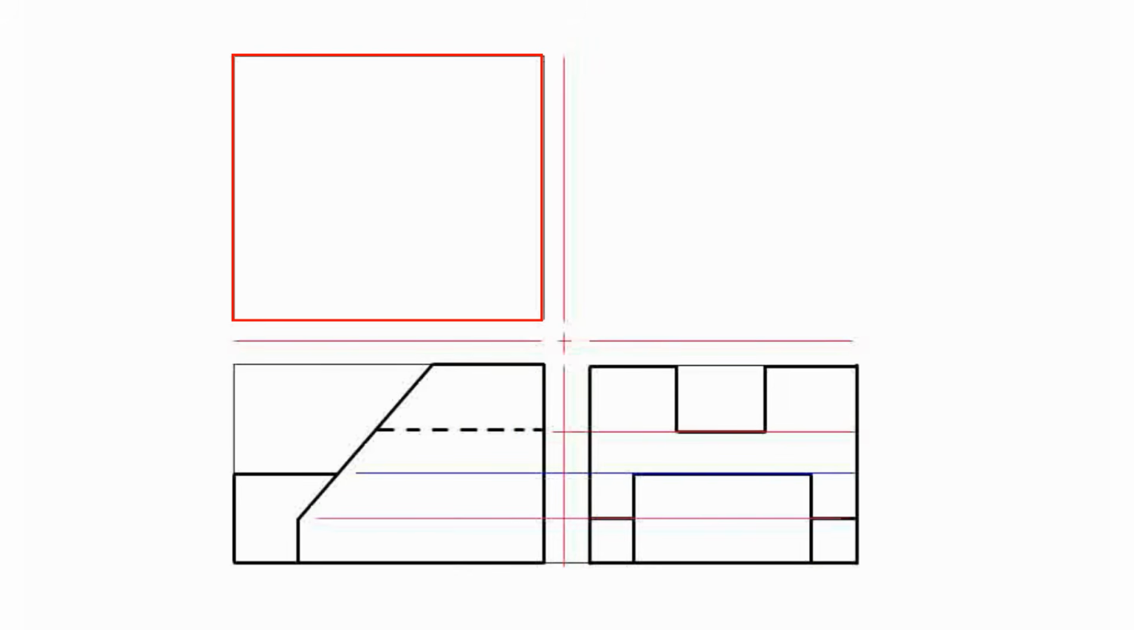And here's the good news, you don't need to measure anything new. Why? Because the front view already gives us the width, x-axis, and the side view already gives us the depth, y-axis. So all we have to do is project what we already have. Draw the 45-degree line.